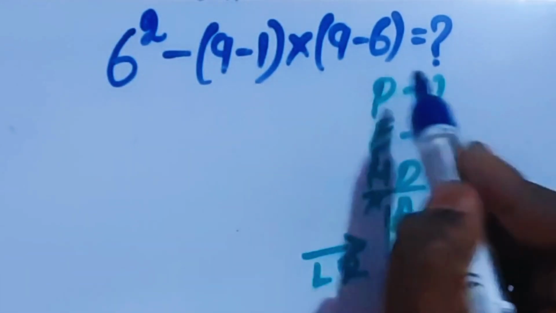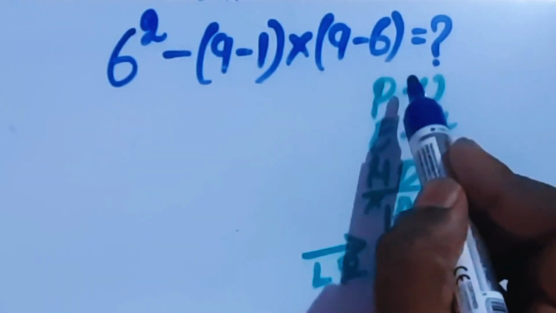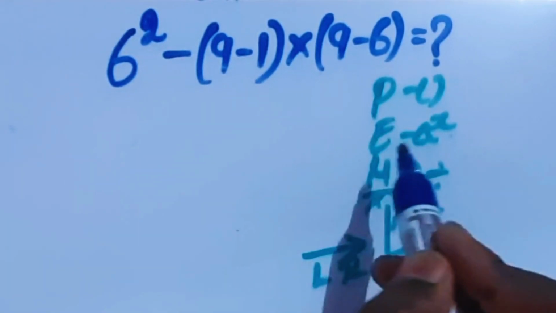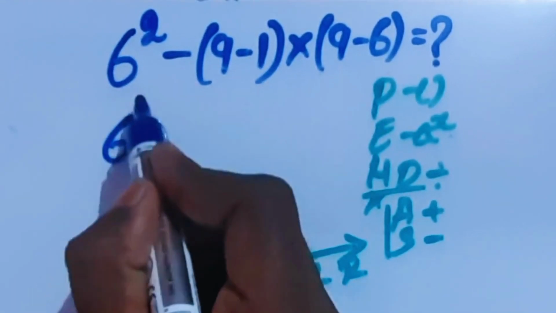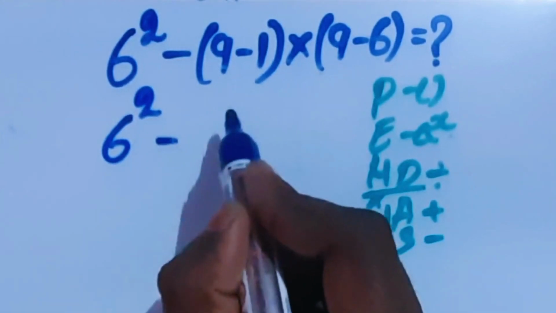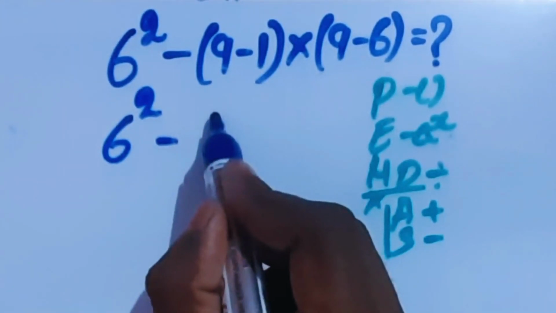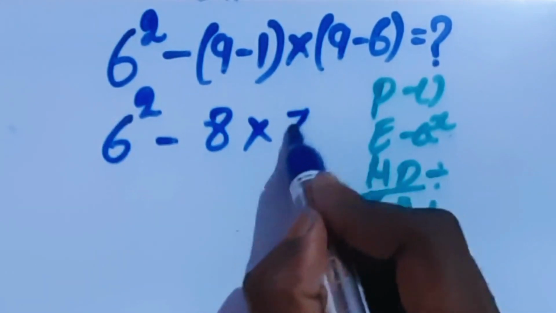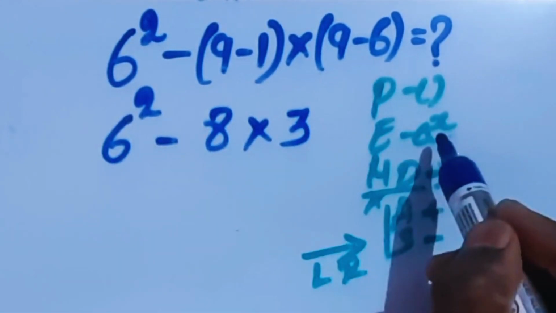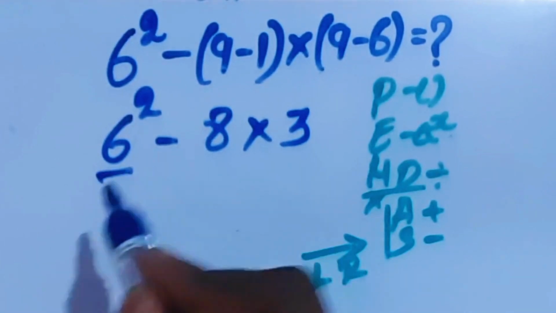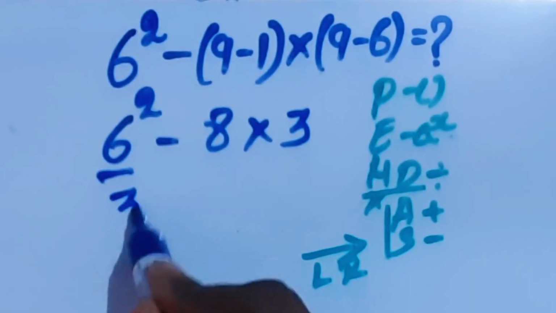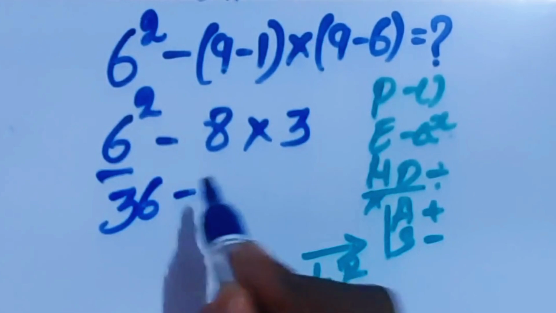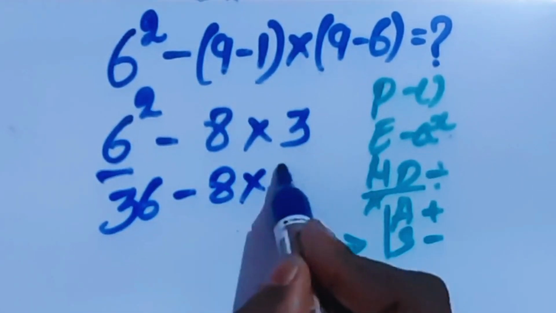Here this bracket is higher priority. We have to do this before any other action. So 6 square minus this bracket is 8, times here this is 3. Now the next action is this one. So 6 square is 36, minus 8 times 3.